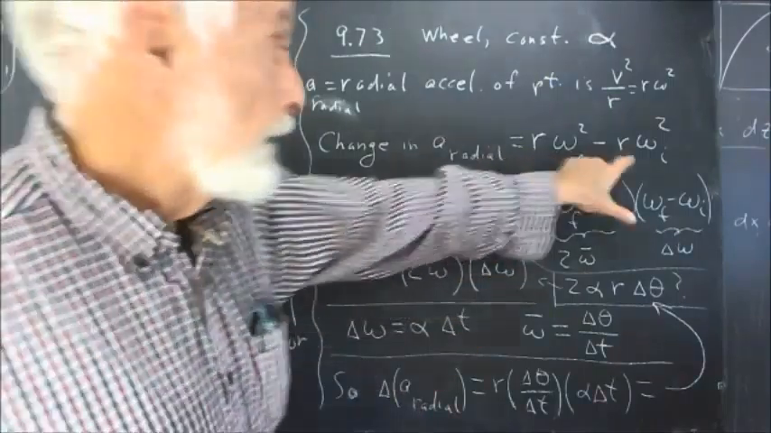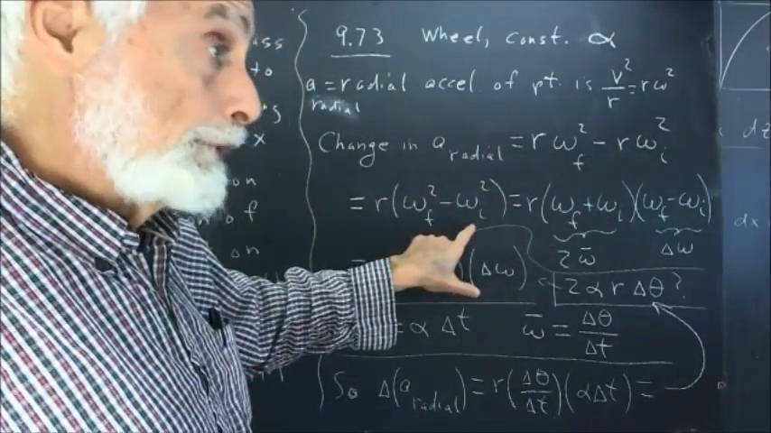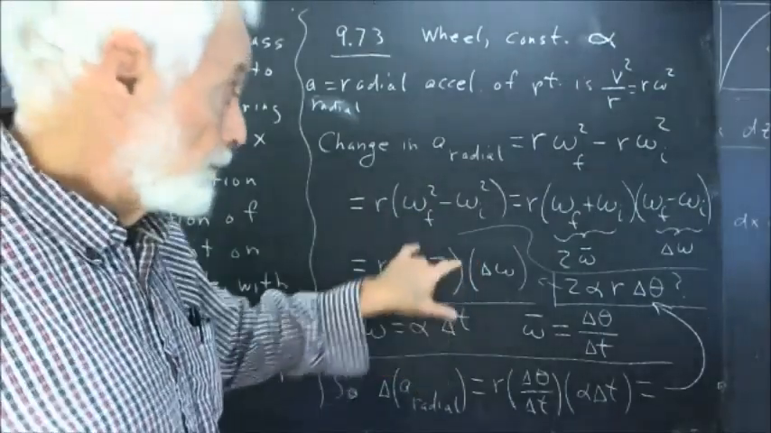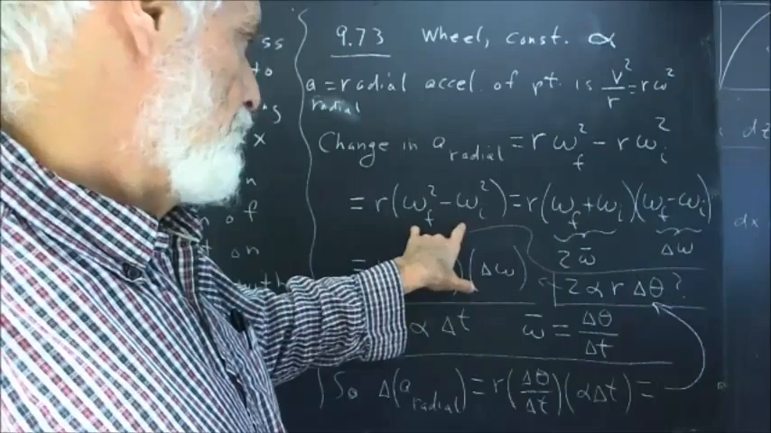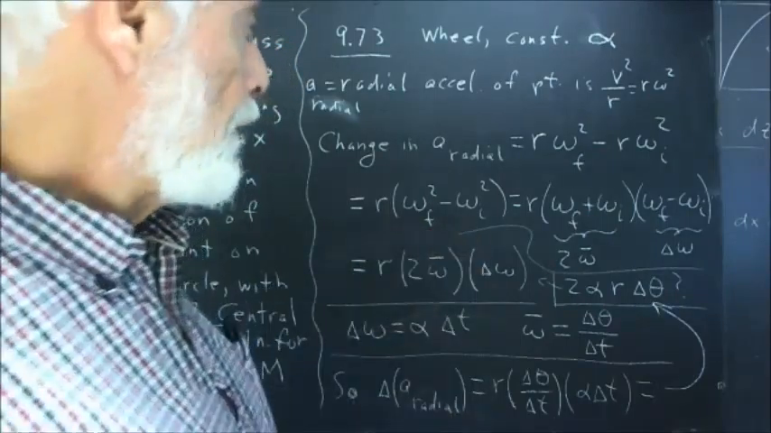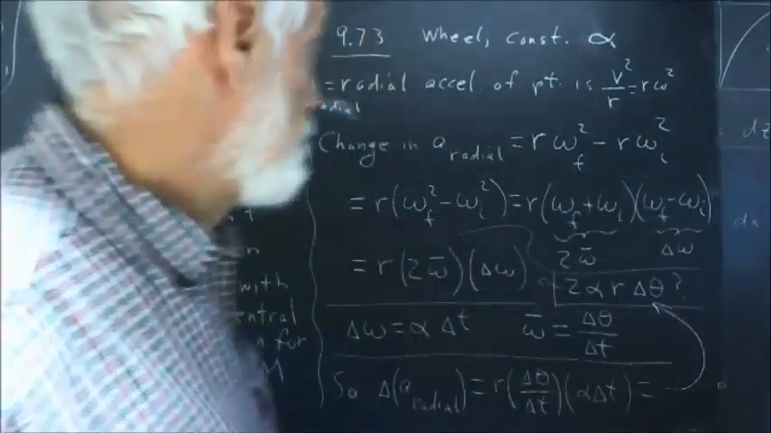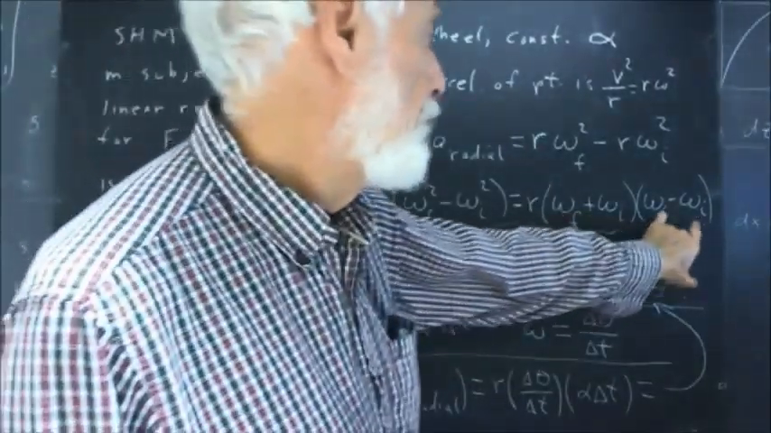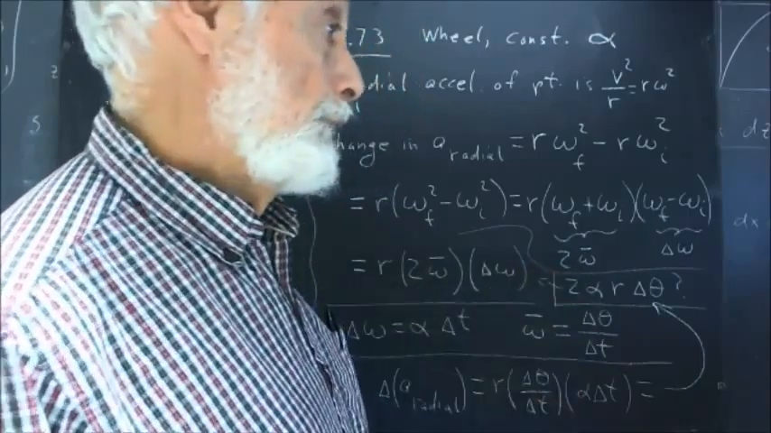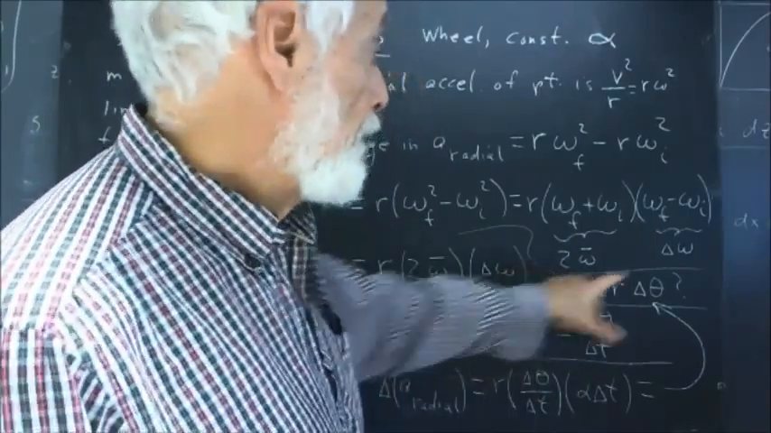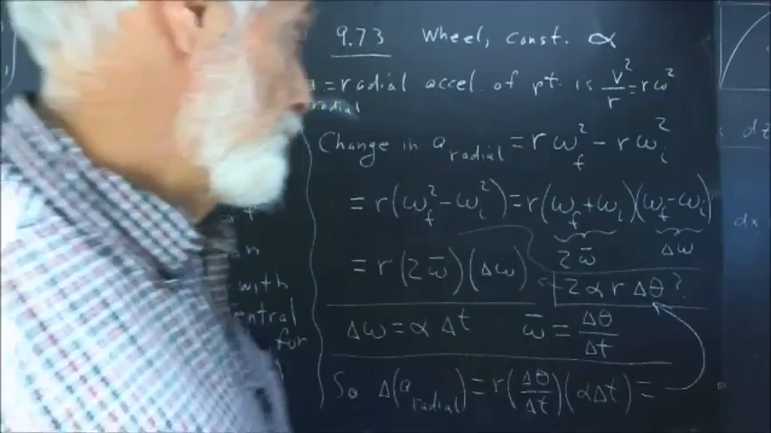We can certainly factor out r, which gives us this. And now if our algebra skills are where they ought to be, it's going to immediately occur to us that this can be factored. If this is factored, we get this. And what's this? And what's this? Well, this is double the average angular velocity, and this is the change in angular velocity.